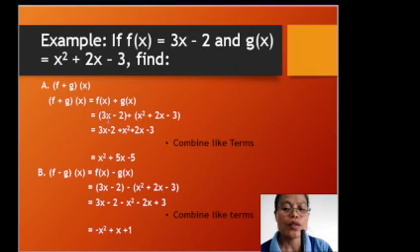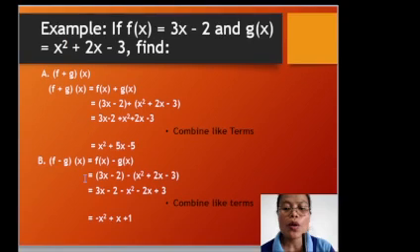So we have 3x minus 2 plus x squared plus 2x minus 3. Since there is only one x squared, we have to copy it. And then we have 3x and 2x, so we need to combine them. That is 5x. And we have also negative 2 and negative 3, and that is negative 5. So if we are going to add these 2 functions, the sum is x squared plus 5x minus 5.